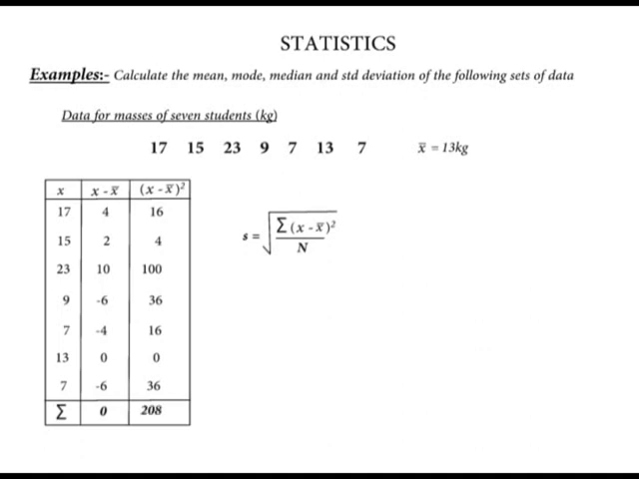Therefore, the standard deviation will be the square root of 208 over 7, giving us the square root of 29.71, which gives us 5.45. Of course, to find the variance, you simply remove the square root sign.